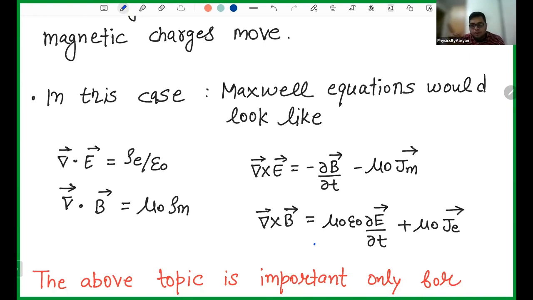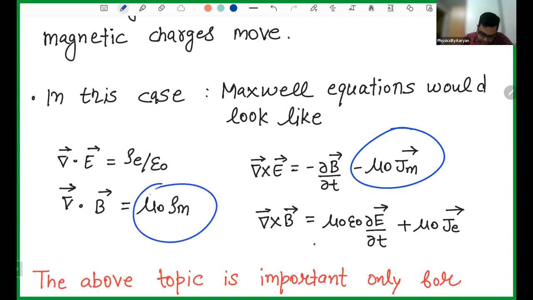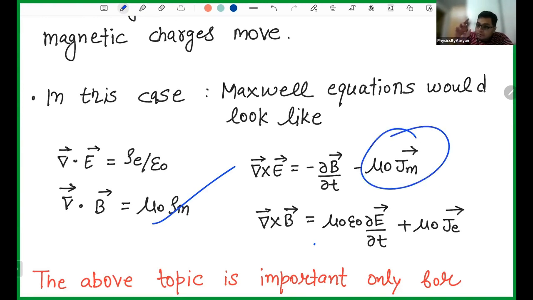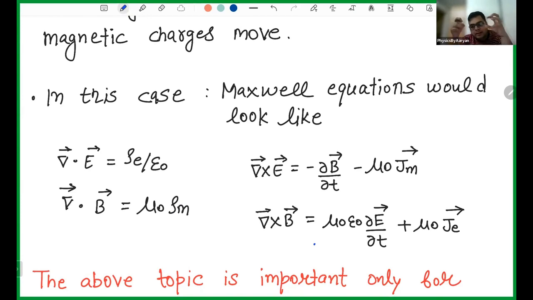Epsilon naught is replaced by mu naught. That's it. So one term will come here and one term will come here. Here the term is coming in this equation because the magnetic charges exist. And here the term is coming because those magnetic charges are moving and giving the current. So that is how your Maxwell equations will change if you actually have magnetic charges. Let's say you can have individual North Pole and South Pole.